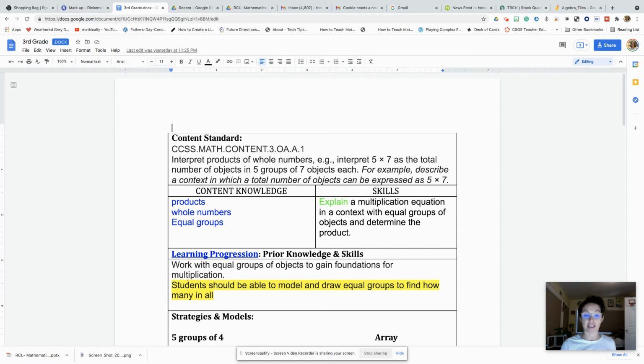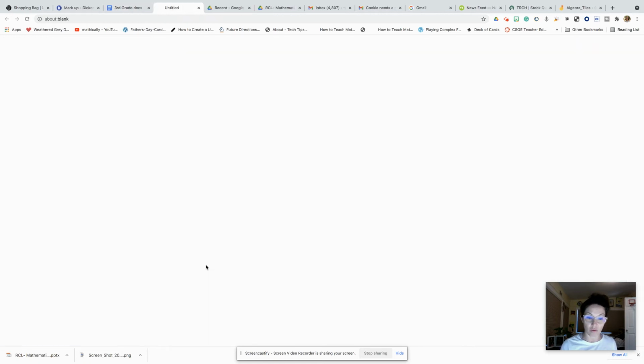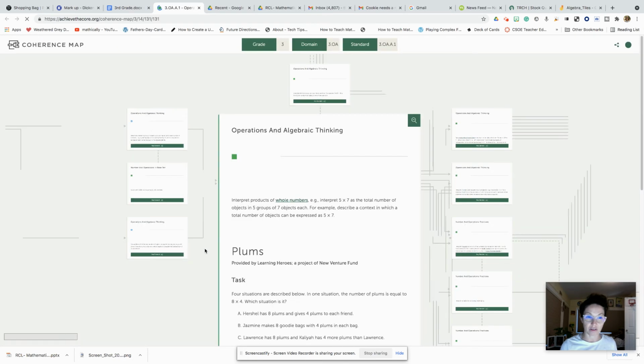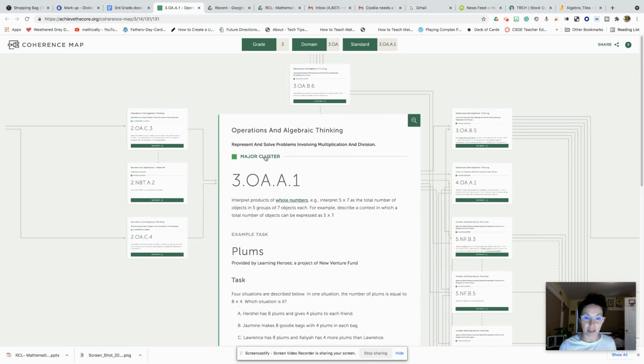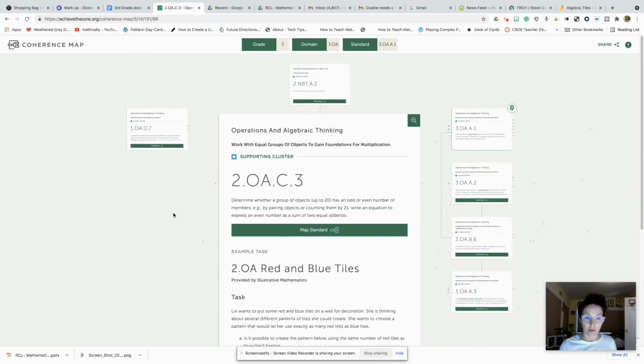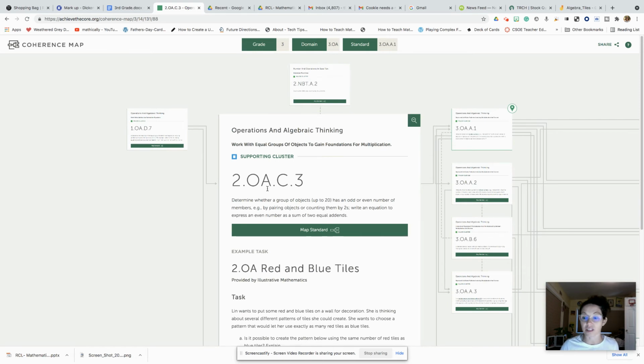Now, once I've unpacked that standard, I'm going to go ahead and look at what the learning progression says about this particular standard. Again, those learning progressions are the documents that really help us identify what prior knowledge and skills my students should have so that they can master the standard. So here's a hyperlink. It's going to take me right into that Achieve the Core website for this particular standard, third grade operations and algebraic thinking. And I can see this is a major cluster, and here are some of the standards from previous grades that support students in this standard. So working with equal groups, which is why I put that in there, is the content knowledge. Students need to know about equal groups for them to understand multiplication.